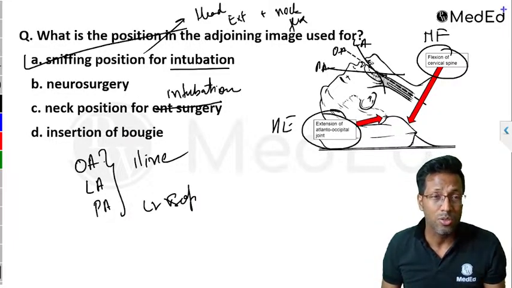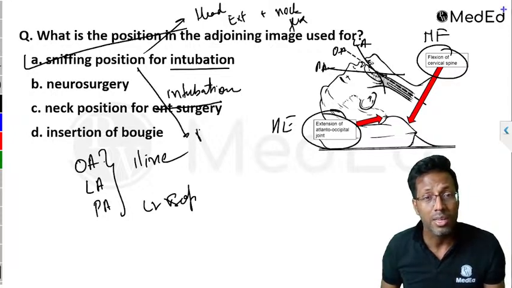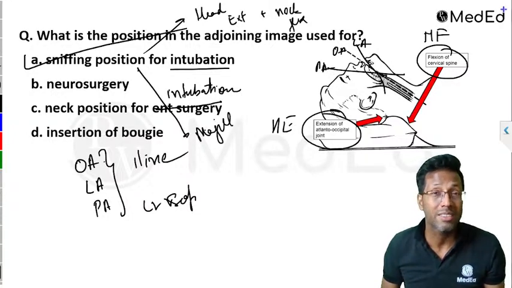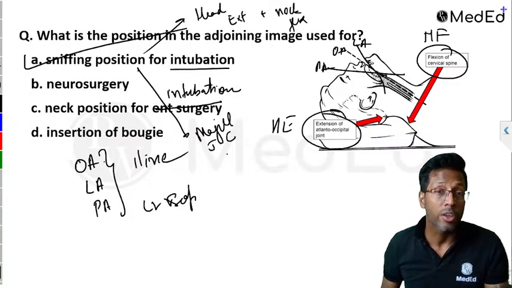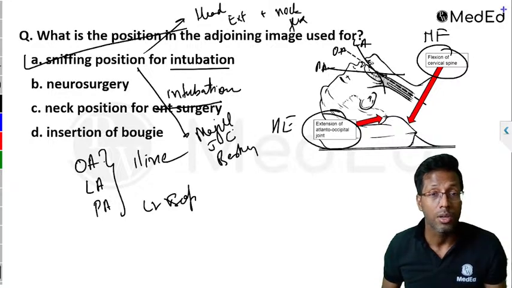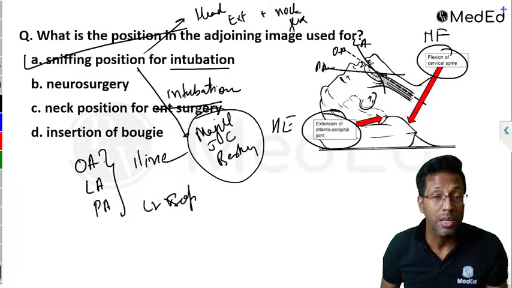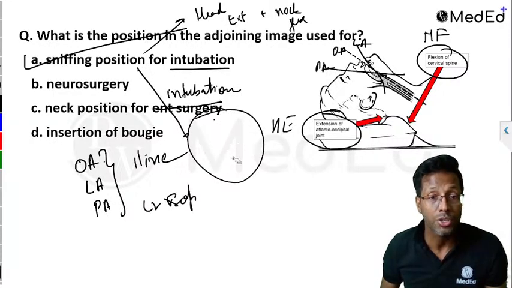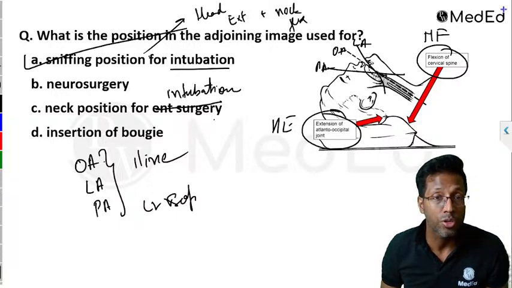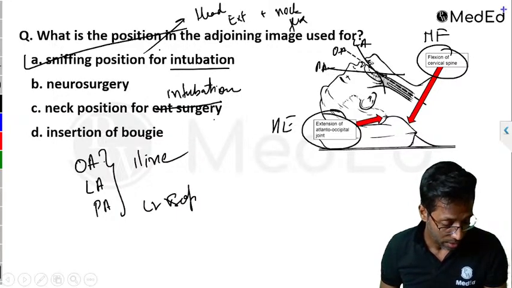But anyways, this is what is called as a sniffing position. This is also called as a McGill position. People also call it as Jackson-Chevalier position. They also call it as a barking position. All these positions mean the same thing. These are called as the position for intubation, right? It's not just a sniffing position. You can also call it the McGill position, right?